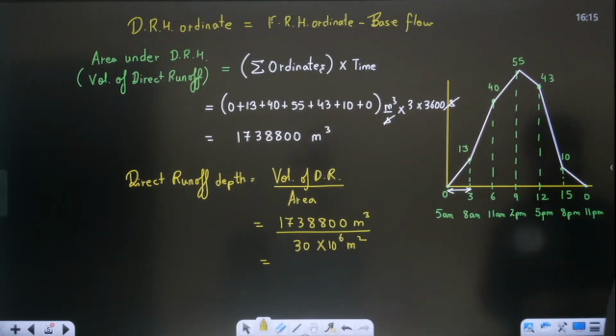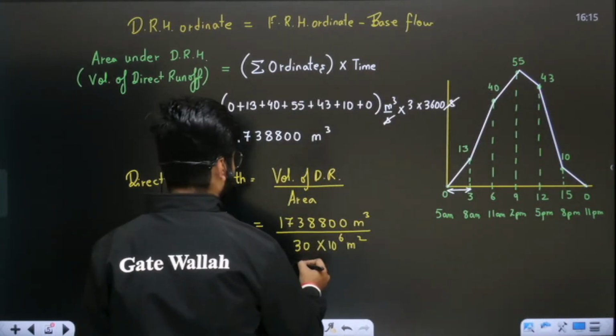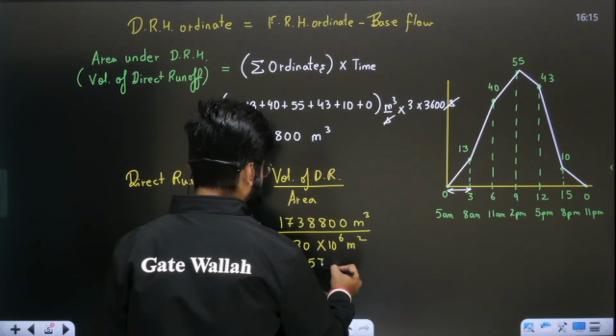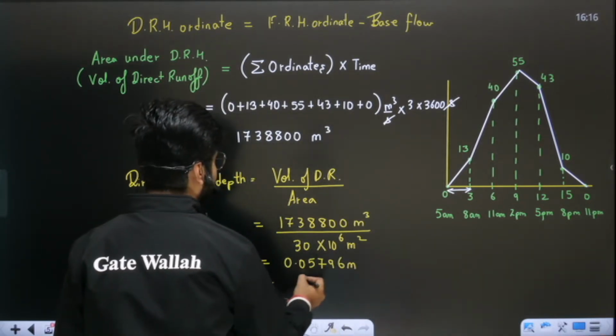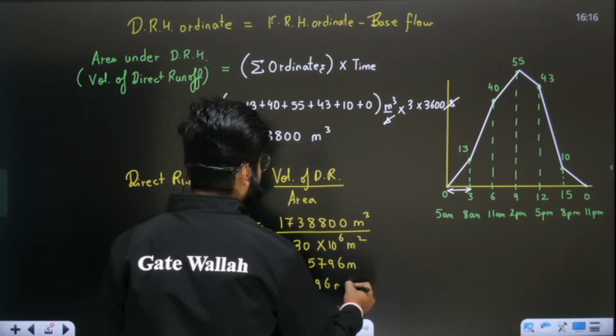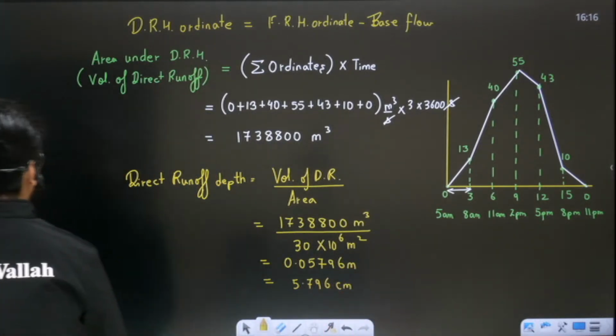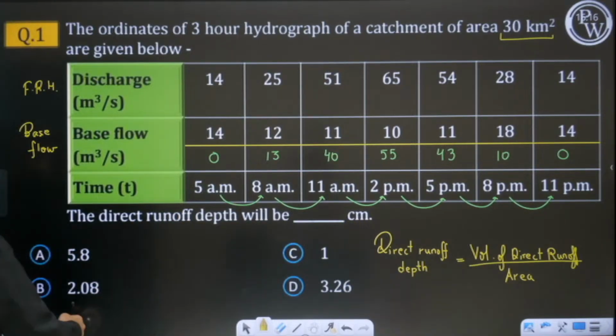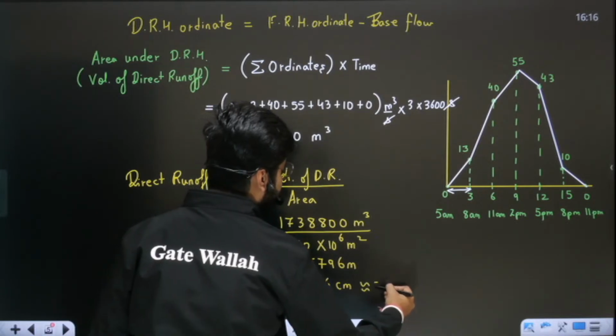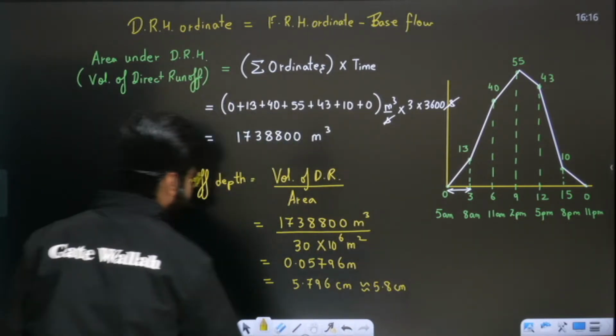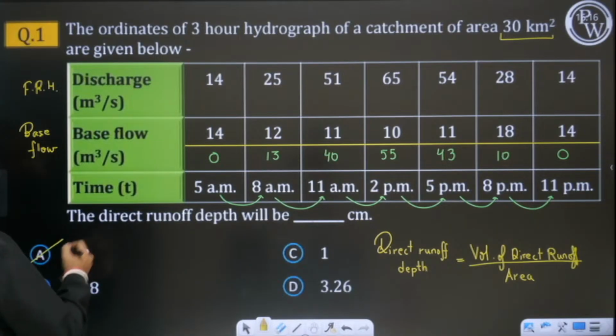When I divide 1738800 by the catchment area, it gives 0.05796 meter. Convert it into centimeter by multiplying by 100, so it will be 5.796 centimeter. Yes, this is the correct answer. So the direct runoff depth will be 5.8 centimeter, roughly rounded off to 5.8. So A will be the correct answer.